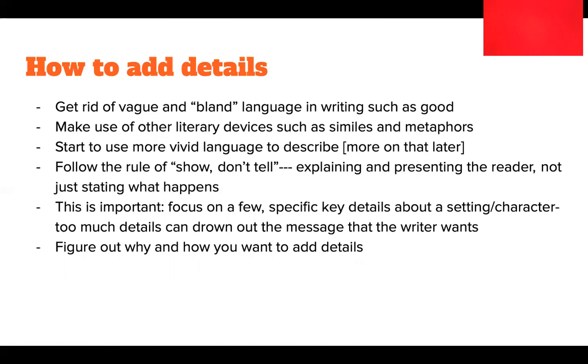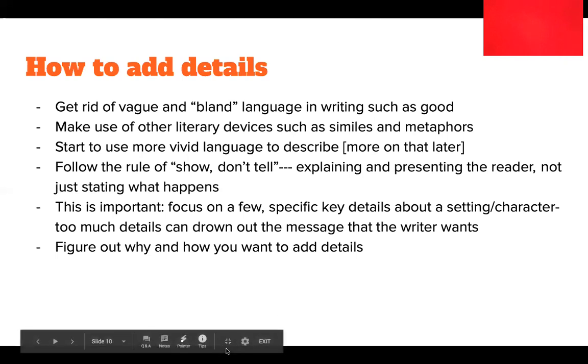Third, we can start to use more vivid language to describe certain events and scenes, but we'll talk more on that later. Fourth, follow the rule of showing but not telling. You should explain and present to the reader in an interesting way, but not just state the events that happen. Now the fifth rule, this is important. Focus on a few specific key details about a setting, character, or object. If you add too many details, these details can draw out the message that the writer wants to present. Lastly, figure out why and how you're going to add details, so you have a clear goal of when you add them.